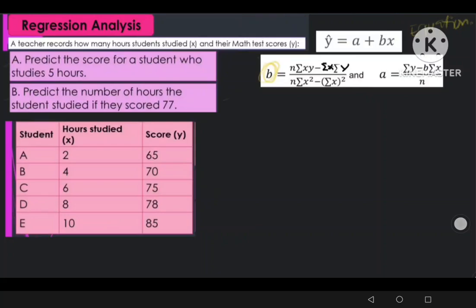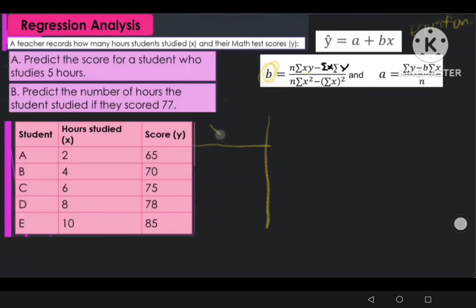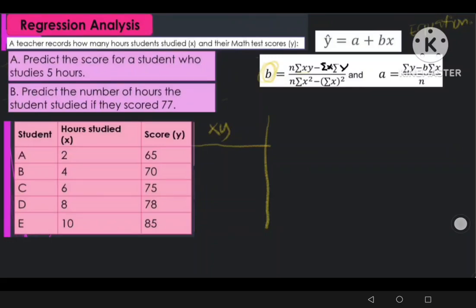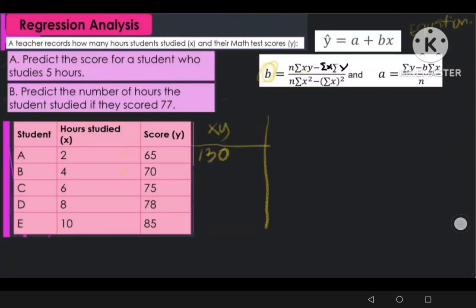We have x and y. Since the formula has x times y, we're going to continue the table by putting x times y. If you can recall the Pearson correlation, it's just x, y there, just multiply. 2 times 65, we're going to calculate that in our calculator. The result is 130. 4 times 70, just multiply that one, that is 280. 6 times 75, that is 450.